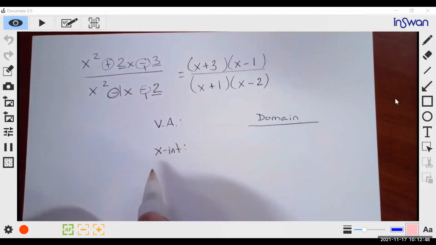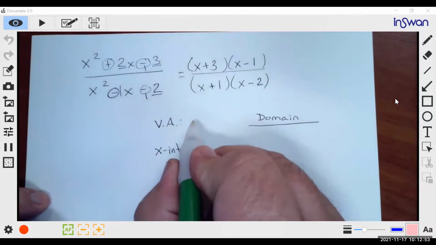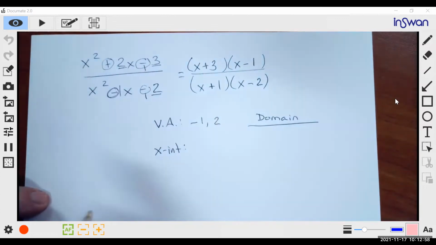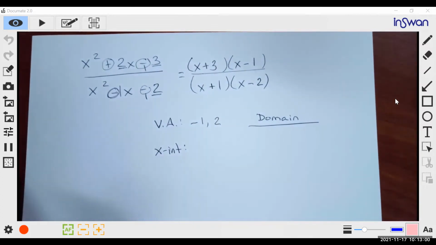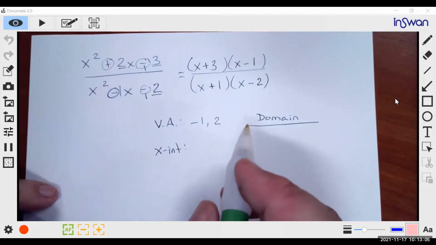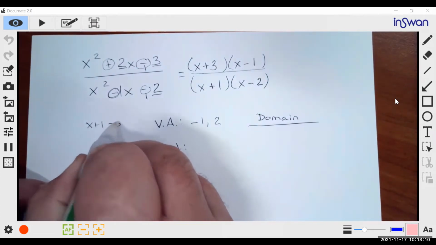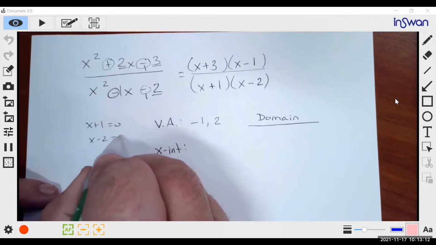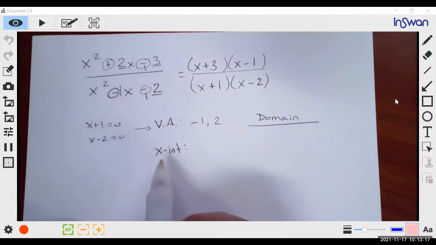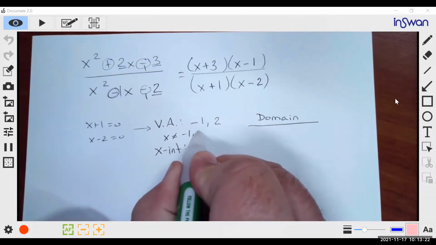So the vertical asymptotes are what? Negative 1 and 2. The vertical asymptotes are where the bottom equals 0. So we set x plus 1 equals 0 and x minus 2 equals 0. The vertical asymptote is where the bottom equals 0. So we cannot use negative 1 and 2 in our answers.